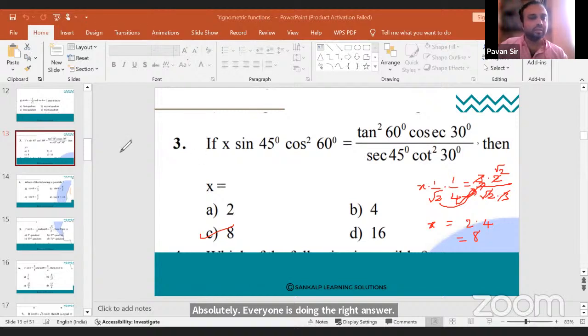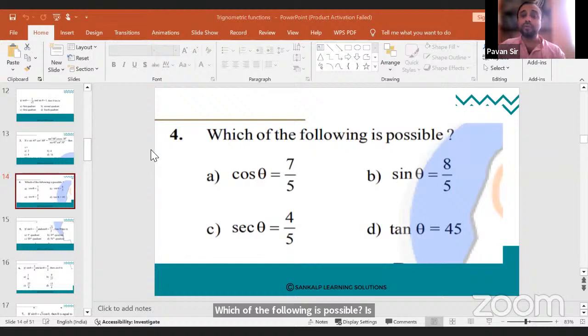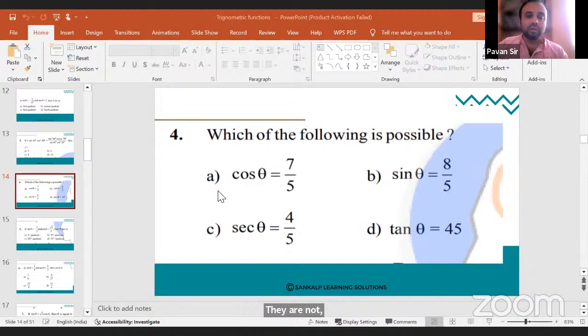Okay. Let me move on to the next question. Which of the following is possible? They are asking which of the following is possible. Possible in the sense they are not asking for the exact answer. They are asking neither the x value nor the theta value. The cos theta values are already given. They are asking whether it is possible with respect to that function. Just try to understand and give the answer. Which of the following is possible?